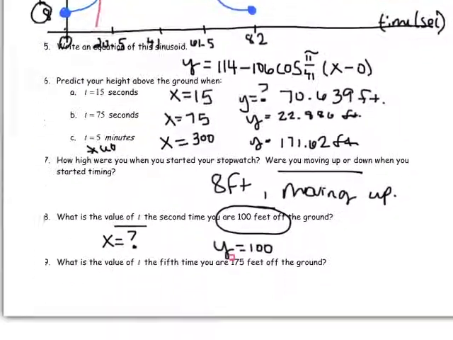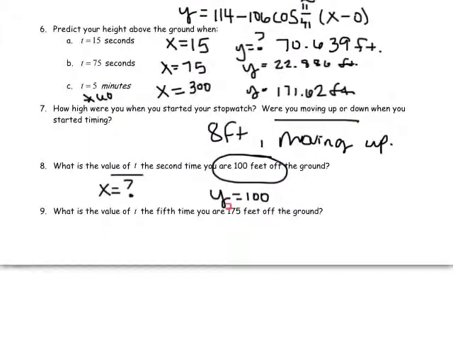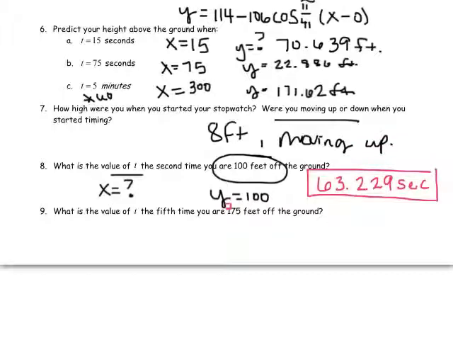So after you did that, you should get 63.229 seconds. If you want to be fancy and say that's 1 minute, 3.229 seconds, go for it, but that's not necessary.